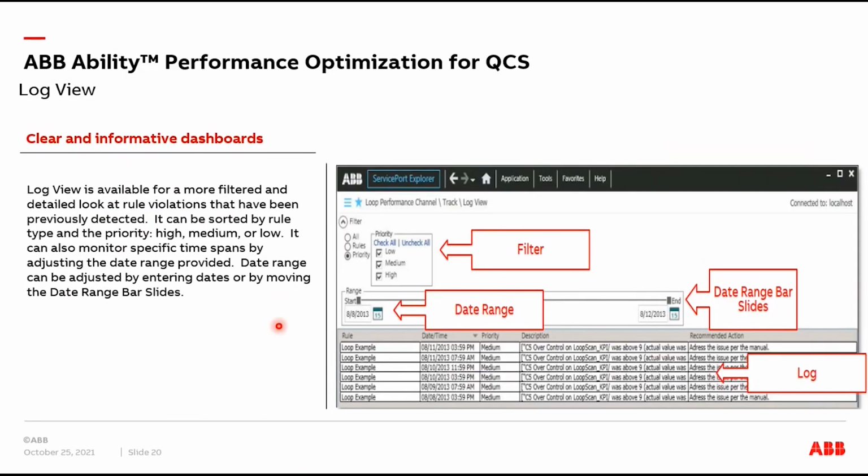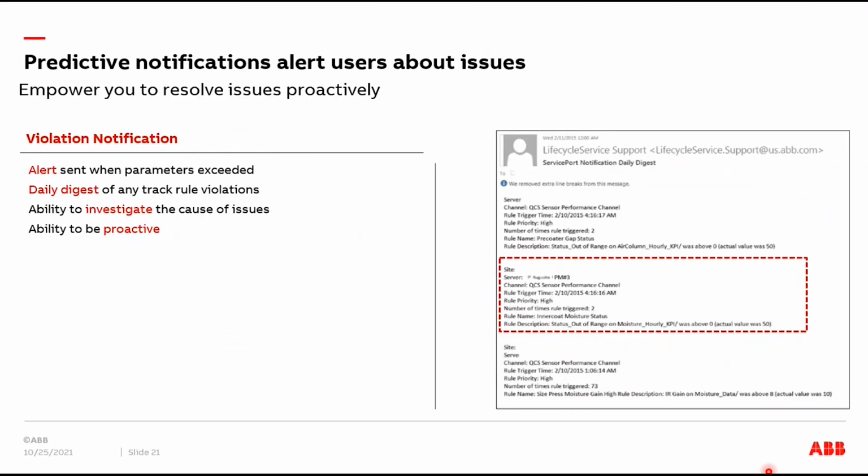We also have a log view which can be prioritized or filtered based on low, medium, and high. The track rules were created, and based on that we can classify and have a look at which has been triggered in recent time. We can adjust the date range. If you want to see the logs for the last 1 month or 2 months, it can be filtered using the range. It can also be filtered using the priorities. And this is the template of an email, how it looks when a parameter is exceeded.